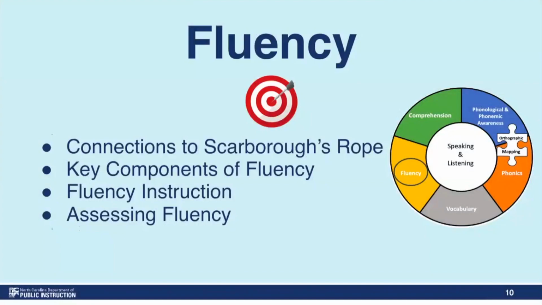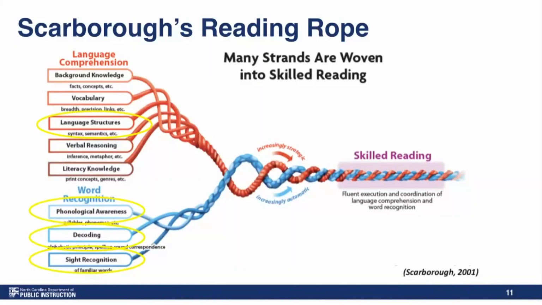So our first major topic today is fluency. You may recall fluency is one of those big 5 components of reading. In this first section of the presentation, we're going to make connections to Scarborough's reading rope. We're going to discuss key components of fluency, fluency instruction, and also fluency assessments. So let's start by considering where fluency falls within Scarborough's reading rope.